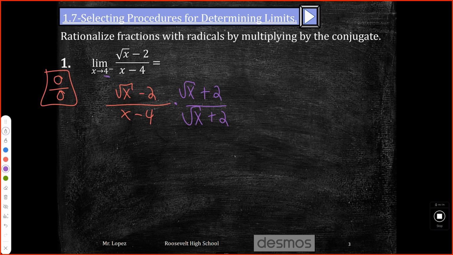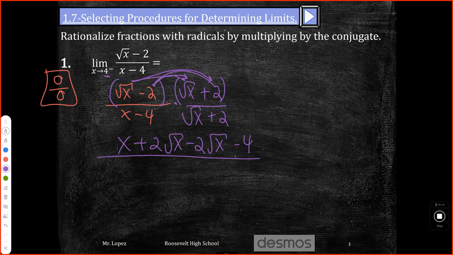But now we have to FOIL the top and see if something happens when we FOIL the top. Square root of x times square root of x is x. Square root of x times 2 is 2 square root of x. Negative 2 times square root of x is negative 2 square root of x. And negative 2 times 2 is negative 4. This technique works if we FOIL out the conjugates only. So at the bottom, do not multiply it out. Leave it alone.